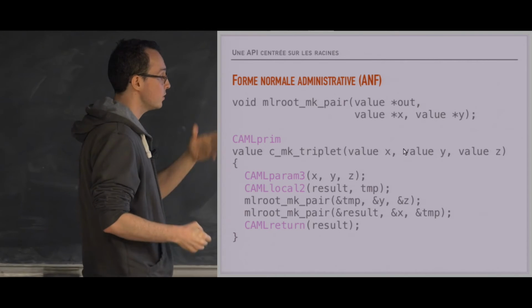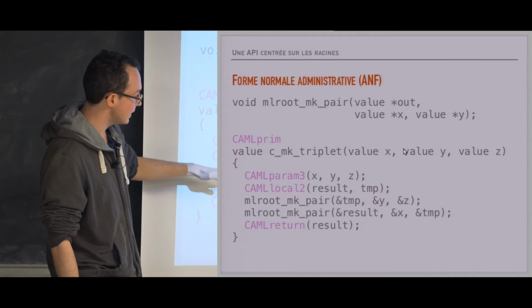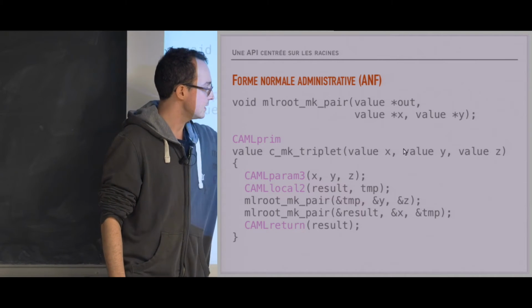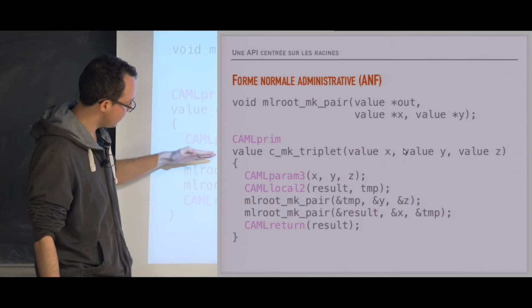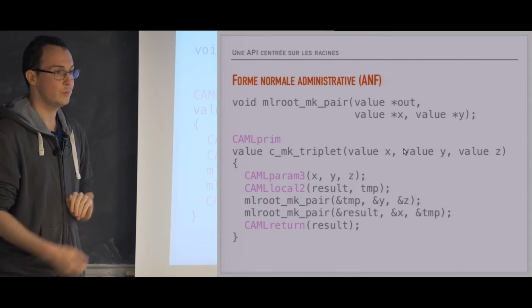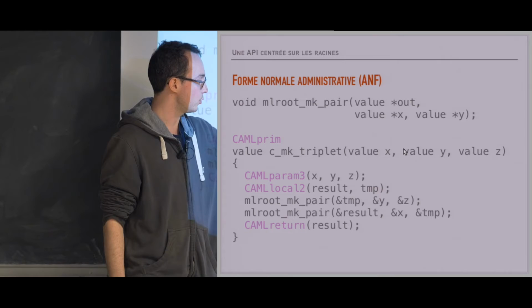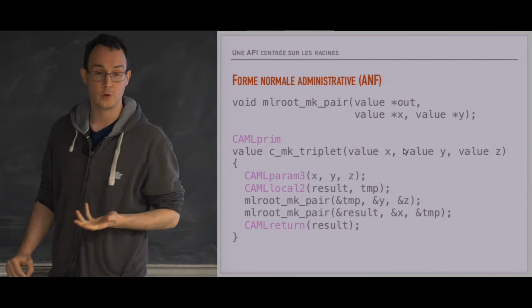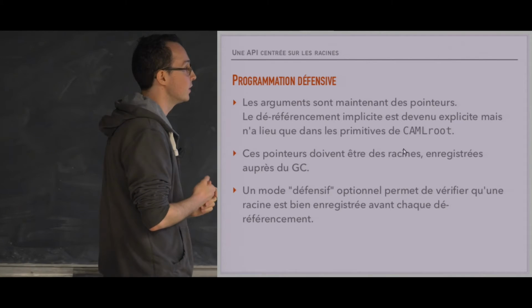In the end, the code starts to look like administrative normal form. What that means is that you are only passing values to the functions, and you have very sequential code. Like every call has to be on its own line. You cannot nest calls, and you have to be very explicit about the memory management. So it's slightly more verbose, but the possible mistakes are prevented.